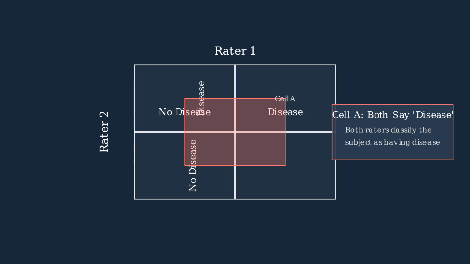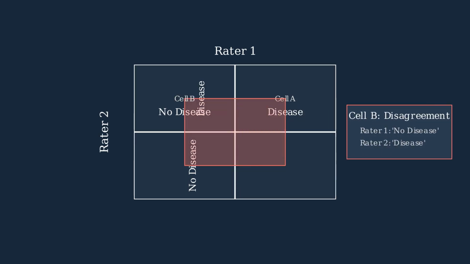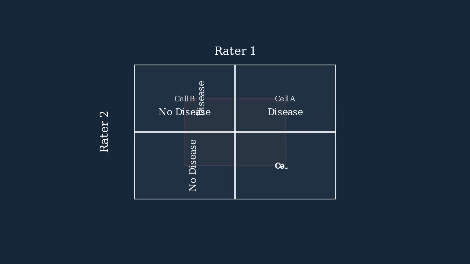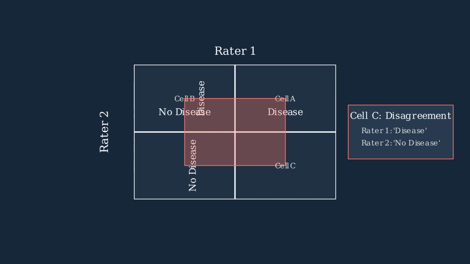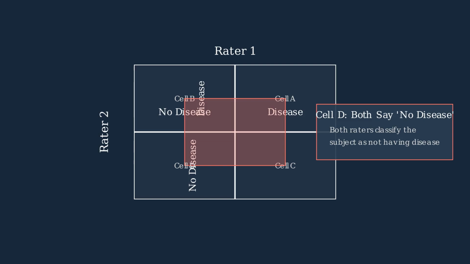Cell A represents cases where both raters agree the subject has the disease. Cell B represents disagreement, where Rater 1 classifies the subject as having no disease, but Rater 2 says the subject has the disease. Cell C represents the opposite disagreement, where Rater 1 says the subject has the disease, but Rater 2 classifies them as not having the disease. Finally, Cell D represents cases where both raters agree the subject does not have the disease.